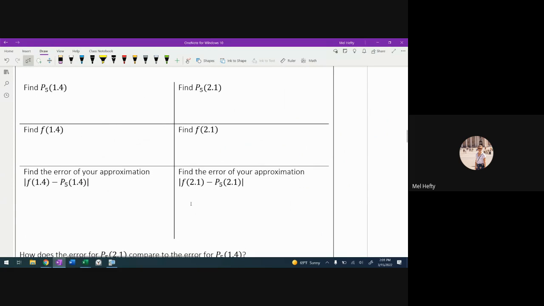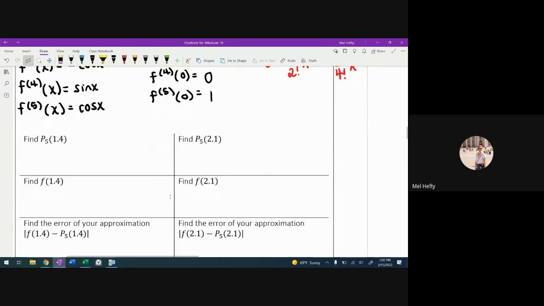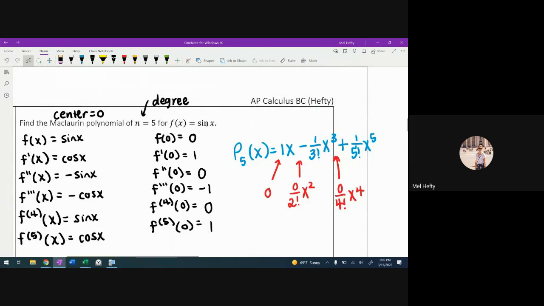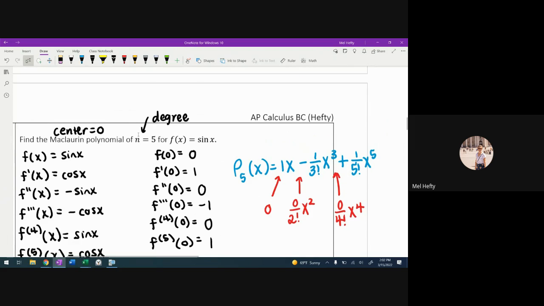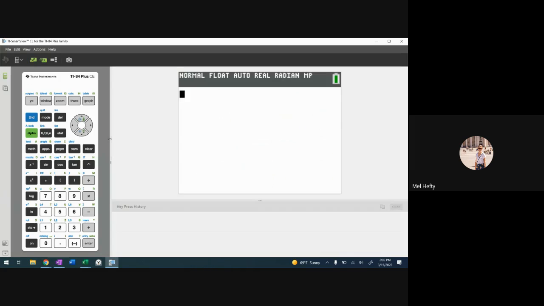Now, my second block got really confused with my directions. So I'm going to do the first column with you guys, and then I'm going to ask you to do the second column. Essentially, what we're going to do is plug in a number to both our actual function, since we can do sine in our calculator, and to our polynomial. So I'm going to show you how I would do that in the calculator. If you just want to watch and then write down the decimals, that's completely fine. Or if you want to follow along, that's cool too.